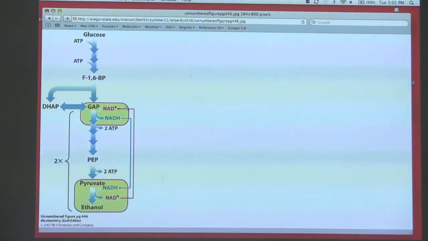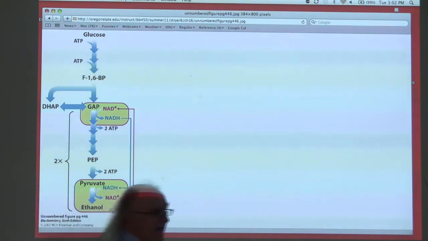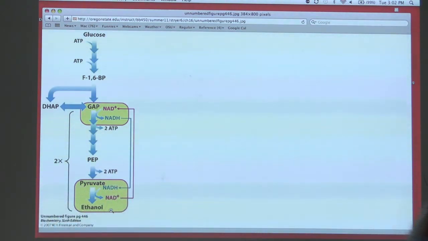And instead, what they do is what you see on the screen here. They actually take the NADH that's produced from the glyceraldehyde 3-phosphate dehydrogenase reaction, and they convert that NADH back into NAD by, in this case, making ethanol. This is what happens in bacteria and yeast. And the reason that they're making ethanol is because they've run out of oxygen. So this provides them with a way of remaking NAD.